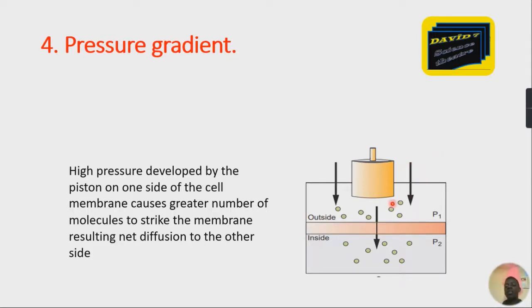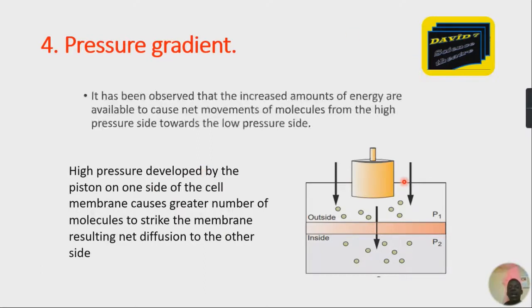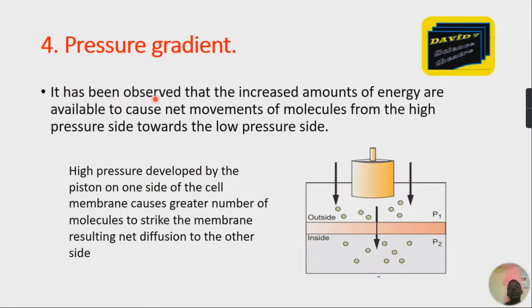If you see, you have a piston here. This is the outside of the membrane. There's pressure 1, and inside we have pressure 2. This is the inside of the cell. It has been observed that increased amounts of energy are available to cause net movement of molecules from the high pressure side towards the low pressure side. At P1 you see we have a lot of pressure, these two arrows here, and at P2 we have less pressure.